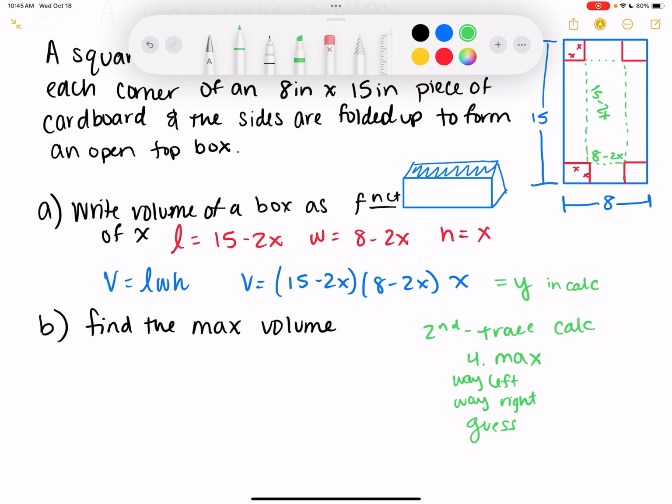Alright, let's try this again. Alright, second trace, maximum. Come way over here to the left. Okay, because this graph is kind of coming up here and kind of turning around, which is what we know happens with a cubic function. So come way over here to the left and hit enter. That was your left bound. Right bound, go somewhere over here.